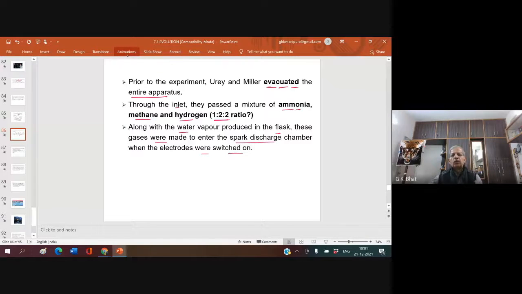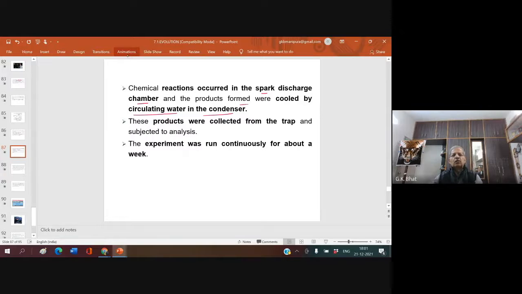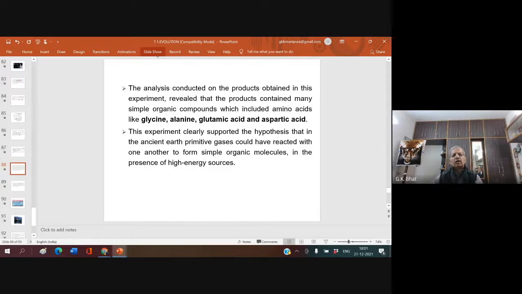Along with the water vapor produced in the flask, these gases are made to enter the spark discharge chamber when the electrodes were switched on, right? So chemical reactions occurred in the spark discharge chamber, and the products formed were cooled by circulating water in the condenser. These products were collected from the trap and subjected to analysis, and the experiment was run continuously for about a week. The analysis revealed that the products contained many simple organic compounds, which include amino acids like glycine, alanine, glutamic acid, aspartic acid, etc. So clearly, such a simulation could generate these organic compounds.